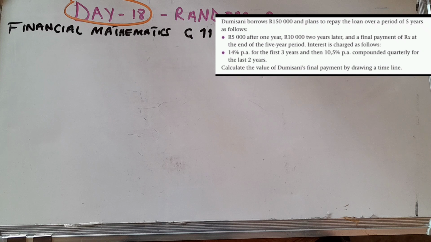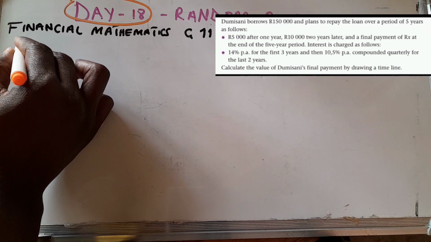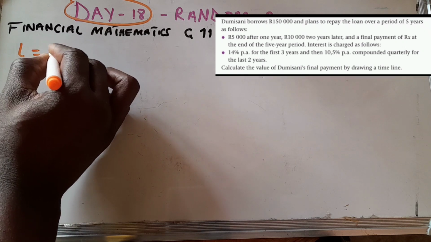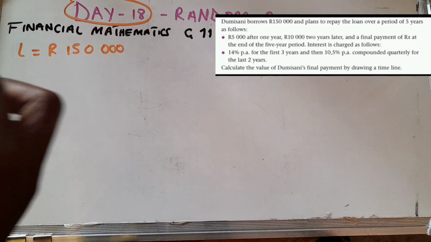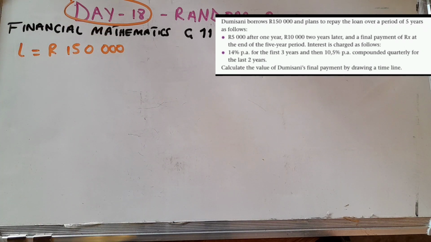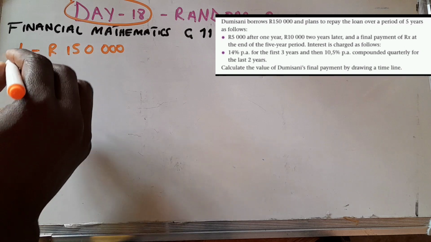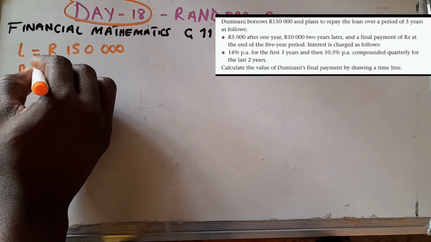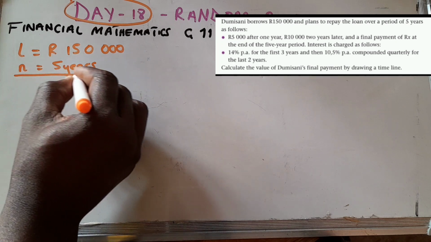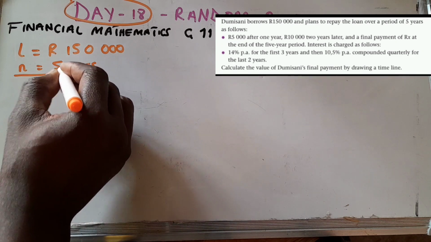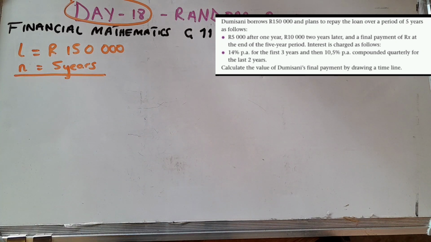So this one is saying Dumisani borrowed 150,000. So when someone borrows money, we take it as a loan. So he took a loan of 150,000 and he plans to repay the loan over a period of 5 years. So he wants to pay over 5 years. I noticed that dealing with loans in grade 11 problems is quite challenging. So that's why I took this opportunity to help you with this.